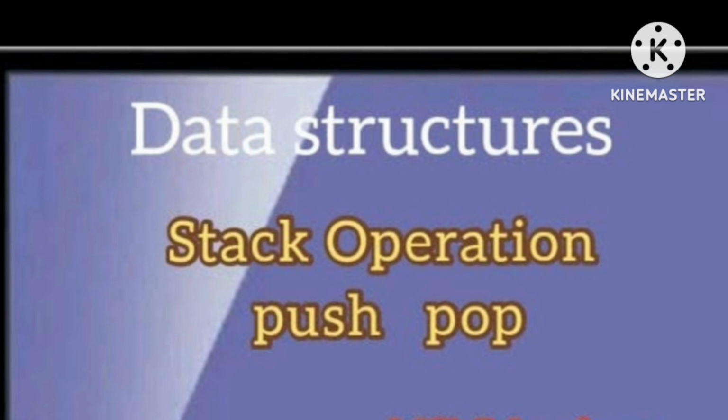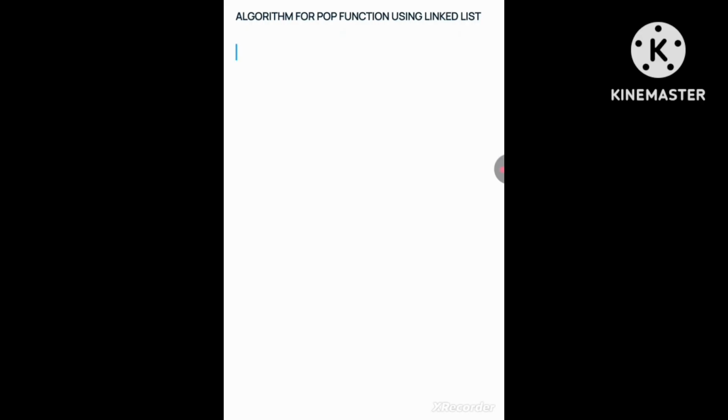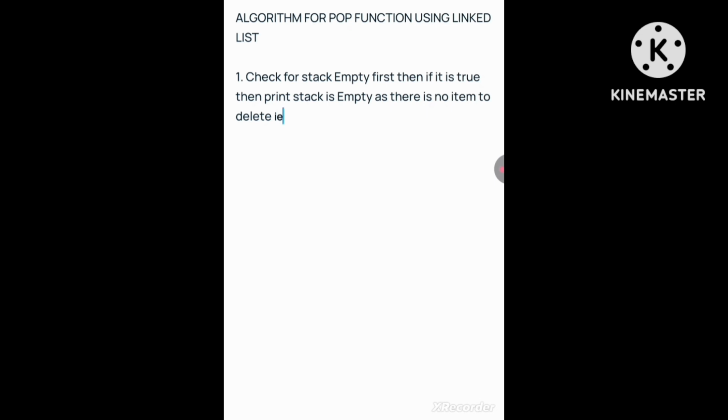Next, we understand the pop operation using linked list on stack. For this, first we understand the pop operation algorithm on stack. Here is the algorithm for pop function of stack. First, we have to check the condition of the stack to be empty or full. Now, if the stack is empty, we will print the statement "the stack is already empty", and go to the else part where we have to delete the items from the stack.